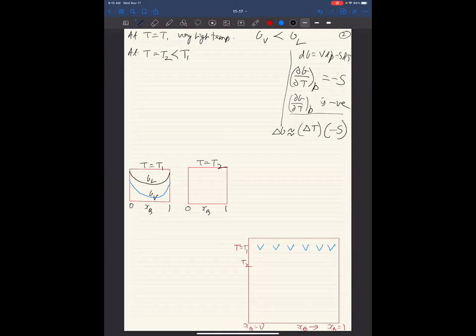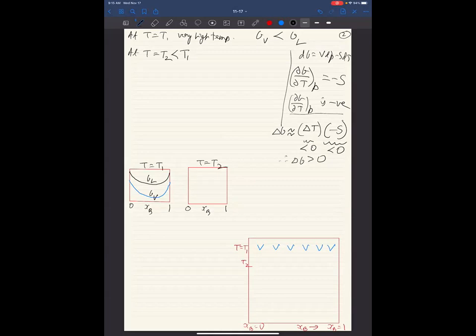So if I decrease the temperature, then what is the sign of delta T? I decrease the temperature. So delta T is negative, correct? T2 is smaller than T1. So this is negative. Minus S is also negative because entropy is always positive. Therefore, delta G is positive. So that explains that both of the curves will move up.